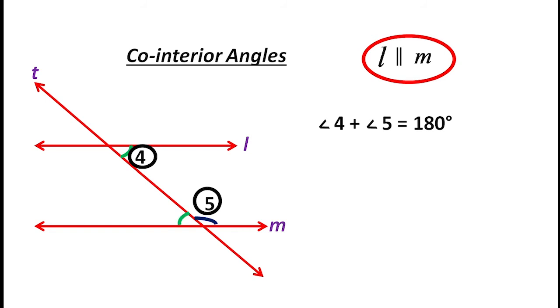One more is there, angle 6 and angle 3. Angle 3 plus angle 6 is also 180 degrees because they are lying on the same side of the transversal and they are lying between the parallel lines, so their sum is 180 degrees. And L and M are parallel also, then only we will get the sum as 180 degrees. If L and M are not parallel, then we will not get the sum as 180 degrees.